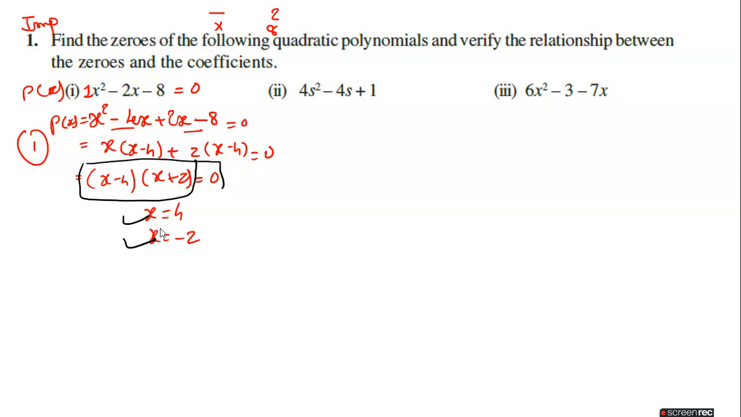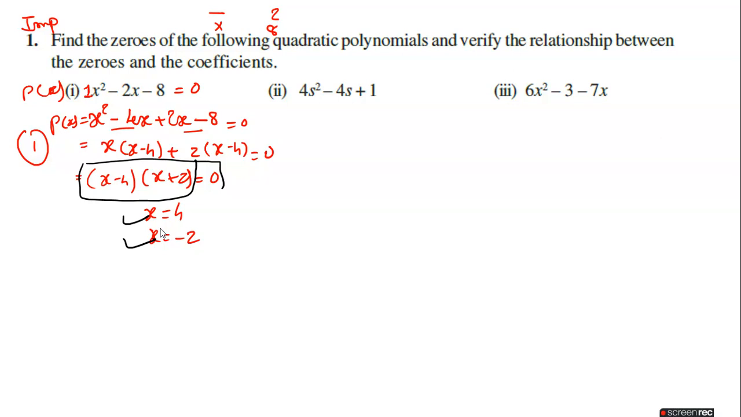Okay, probably it is also possible that for that any formula is not there. For subtraction of zero and division of zero, there are no particular formulas which you can apply anywhere. Minus b by a is the sum of zero and c by a is the product of zero. These formulas are applicable for any quadratic polynomial.